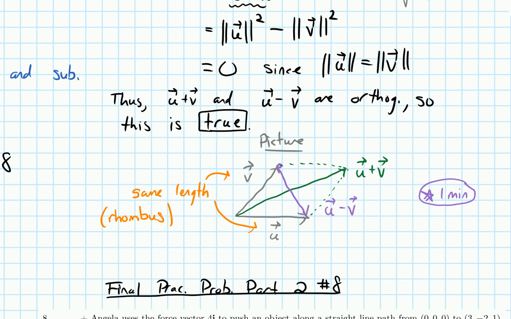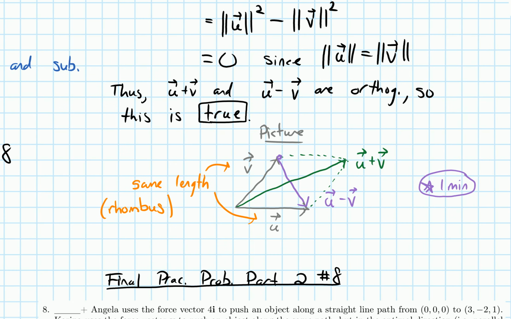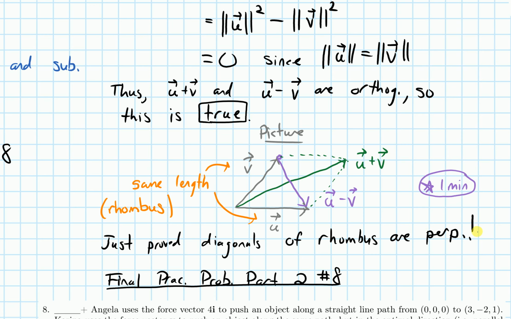So what we've just proved is a theorem from geometry. We just proved that the diagonals of a rhombus are perpendicular. And that's a theorem from geometry. And I think that's pretty cool. I think it's cool that we can use vectors to prove these sort of foundational results from geometry. Okay, so let's move on.